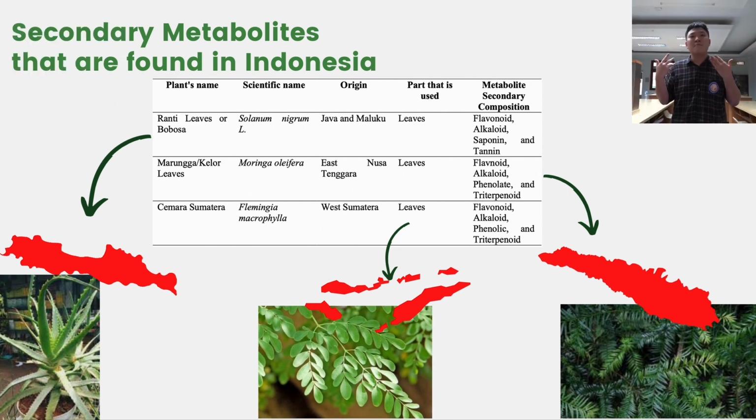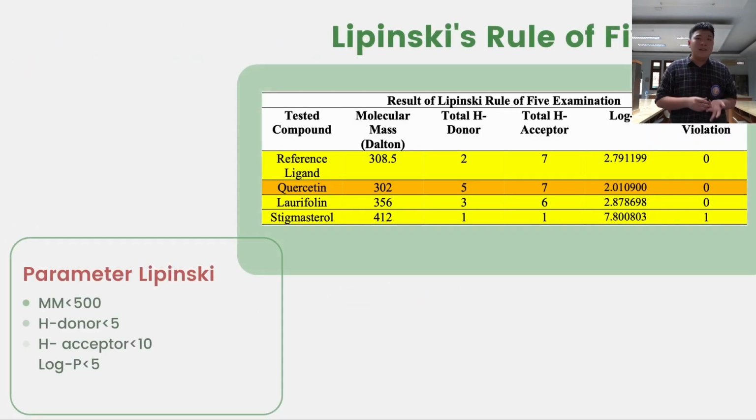From hundreds of medicinal plants found in the biodiversity of Indonesia, we chose 3 as representatives. First is ranting leaves or bobosat, which can be found in Java and Maluku; Marenga or kelor leaves, which can be found in East Nusa Tenggara; and Cemara Sumatra, which can be found in West Sumatra. All of these plants are used in the leaves part and contain secondary metabolites like flavonoid, alkaloid, phenolic, triterpenoid, and even tannin.